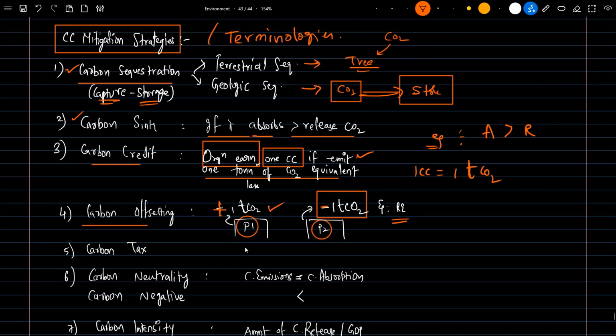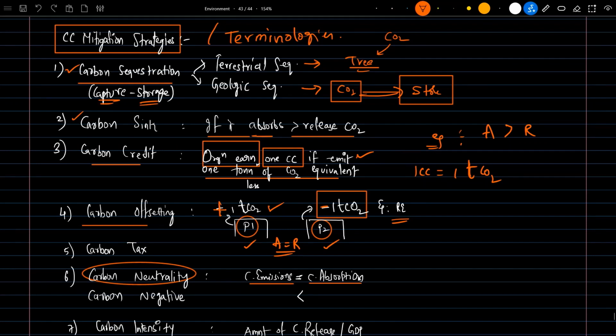So here in place one, you have released 1 ton CO2. In place two, we have avoided emitting 1 ton CO2. So here absorption is balanced with the releasing of CO2. The same thing applies with carbon neutrality. What does carbon neutrality mean? The total carbon emissions is equal to the total carbon that is absorbed. Then it is called carbon neutrality. What is carbon negative? Whenever the emissions are less than absorption, then it's called carbon negative.